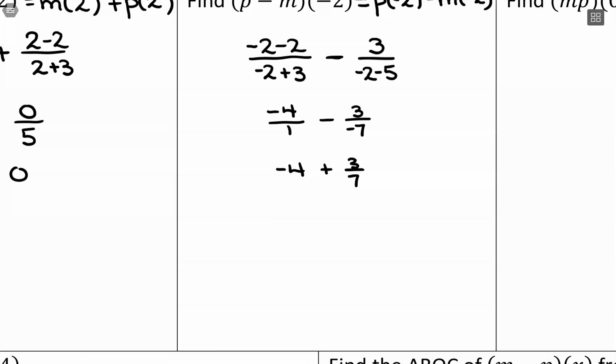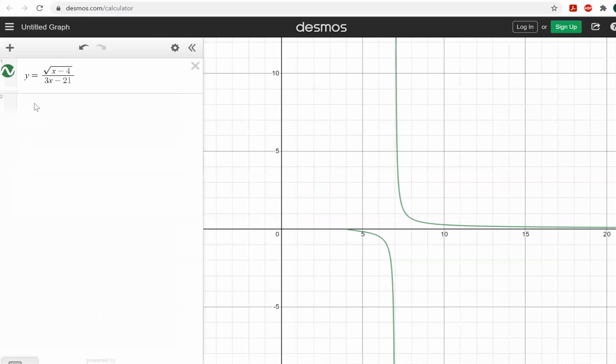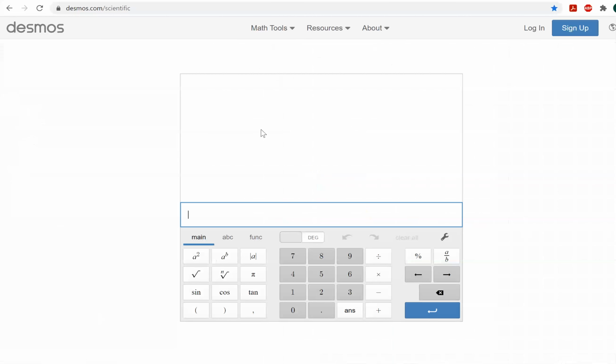But just for some good fraction review, just think about we want this denominator of 7 here, so I'd multiply that by a 7 over 7, which would be a negative 28 over 7 plus 3/7, which would give us a negative 25 over 7. So once we get that same denominator, in the numerator you just add those together, and then you keep your common denominator. If you need calculator support here, you can go to our Desmos Scientific Calculator.